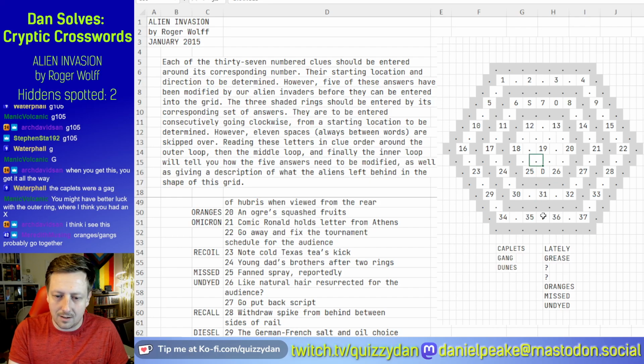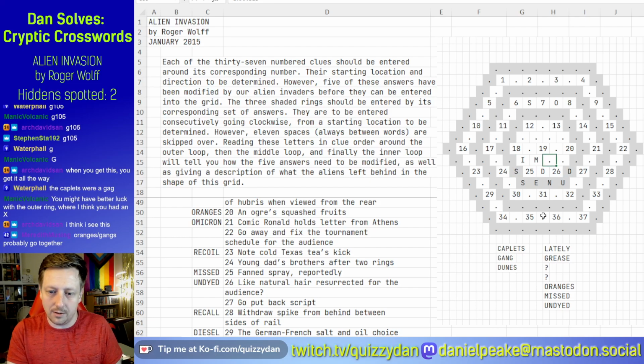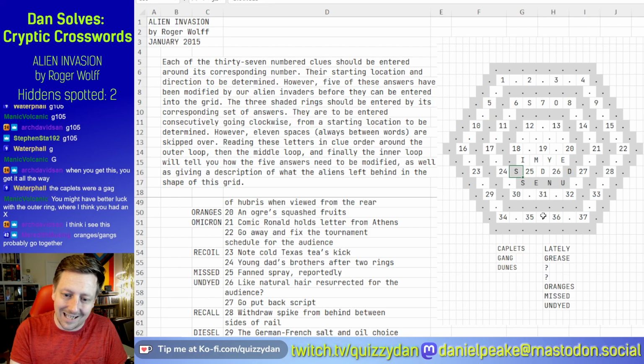So if this is mist, let's put M, I, S, S, E. And then that S would get skipped over. So it would be caplets. So essentially dunes would go here. And I think that might work. Because you've got undyed. There we go. So we've got dunes. Then we have an S that isn't there. So let's highlight you. And then we'll have caplets.